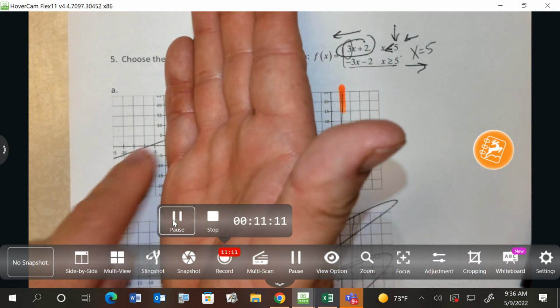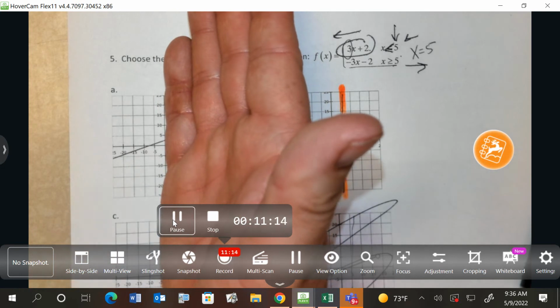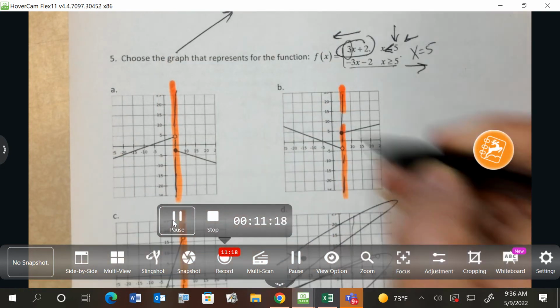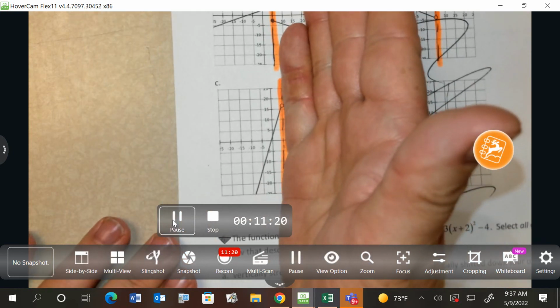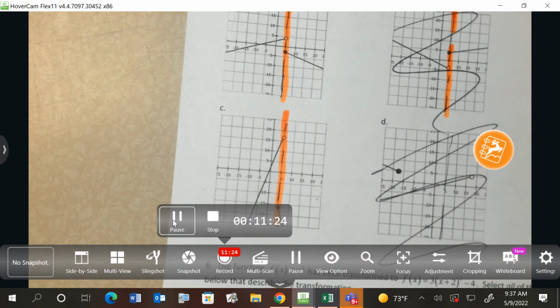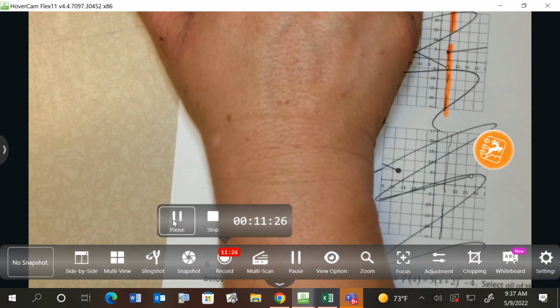Does this have a positive slope? Yes or no? Yes. Okay, that could be it. Does this have a positive slope? No. Okay, cross it out. Does this have a positive slope? Yes. Okay, so I'm down to a 50-50 chance so far. Is everybody comfortable with that? Yes. We got a 50-50 chance, all right.